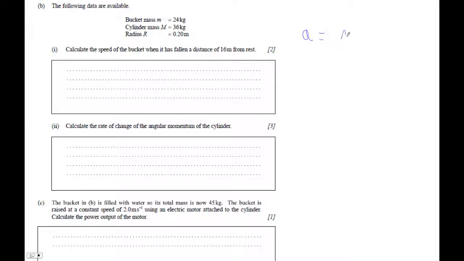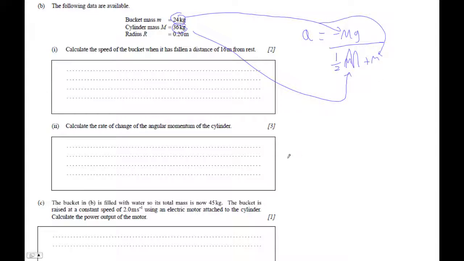They told you that A is mg over 1/2 big M plus m, right? Okay. Well, you can just plug it in and get the acceleration, right? So this is really just a Suvat problem. Plug it in first, right? So plug the bucket mass in for that guy, the big M in for the big M, and this guy also plugs in here. And arrive at an acceleration.